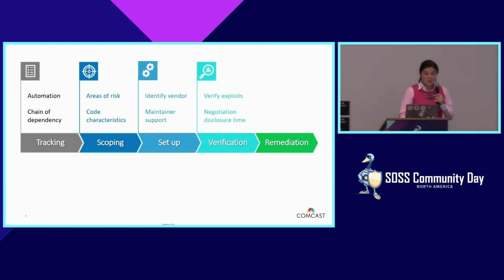The next step is verification. You verify the exploits not only externally, but also internally, for how they affect your application. Based on that, negotiate a disclosure timeline, then work with the maintainer and the researchers to check for patches and mitigate externally as well as internally.